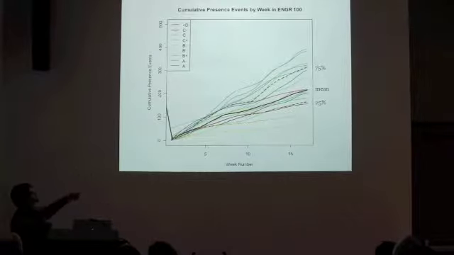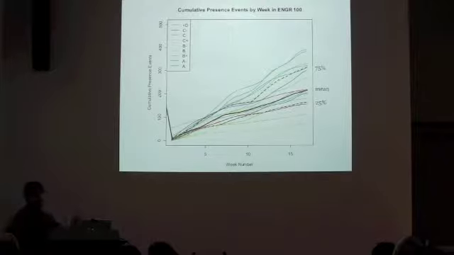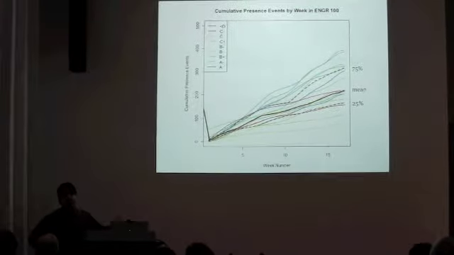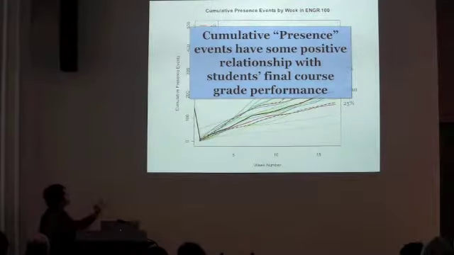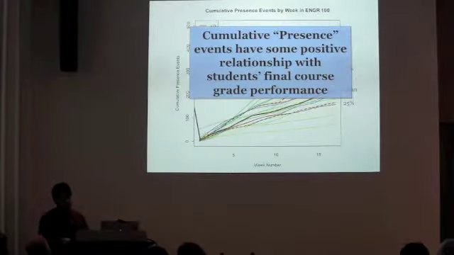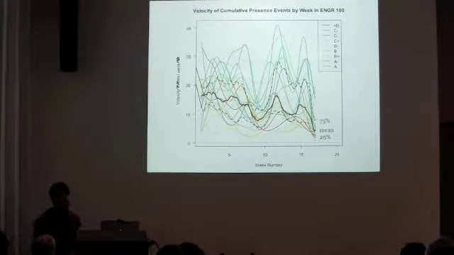And you also notice those students at the bottom of the distribution, the dark red line and the dark orange line, individuals who have received a D or less in the course or a C minus. These may be individuals who, regardless of the amount of effort that they put in, are still not able to be successful in the course. So as a general trend, these cumulative presence events have some positive relationship with the student's final course grade and performance. Okay? We also wanted to consider an individual's logins on a week-to-week basis.